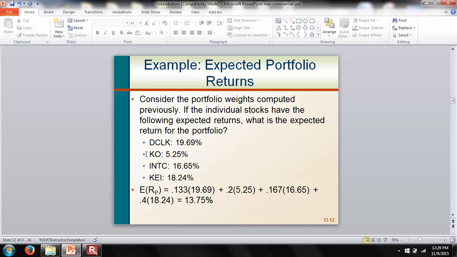So consider the portfolio weights computed previously. If individual stocks have the following expected returns, what is the expected return for the portfolio? So the weights are 0.133 in DCLK, 0.2 in KO, 0.167 in INTC, and 0.4 in KEI. So once we have that, we can find out the weighted average return. So 0.133 times 19.69 plus 0.2 times 5.25 plus 0.167 times 16.65 plus 0.4 times 18.24. So that gives you the 13.75.